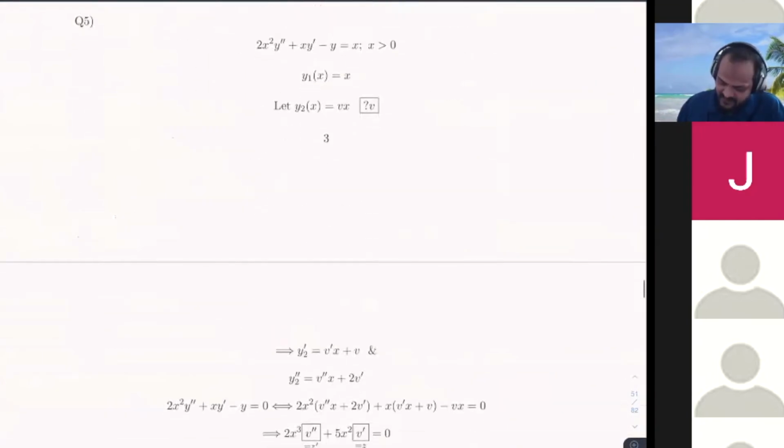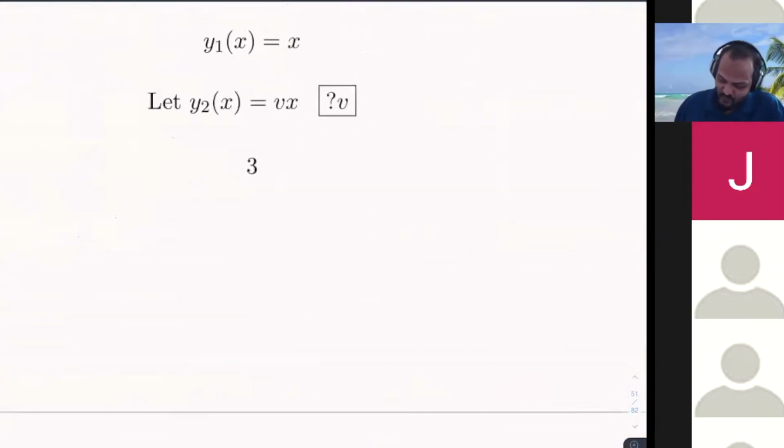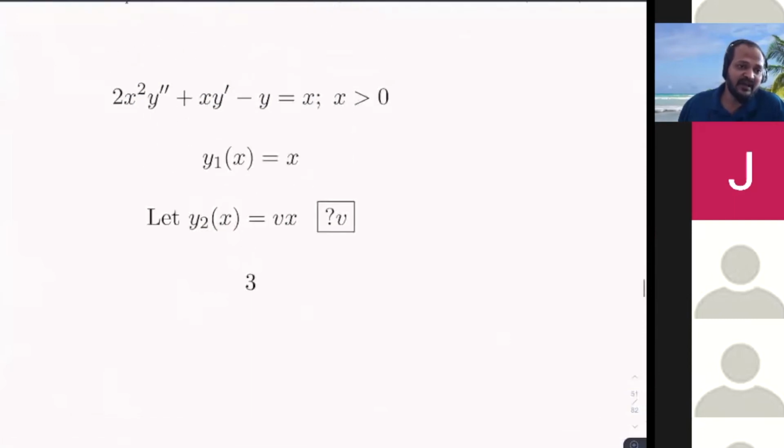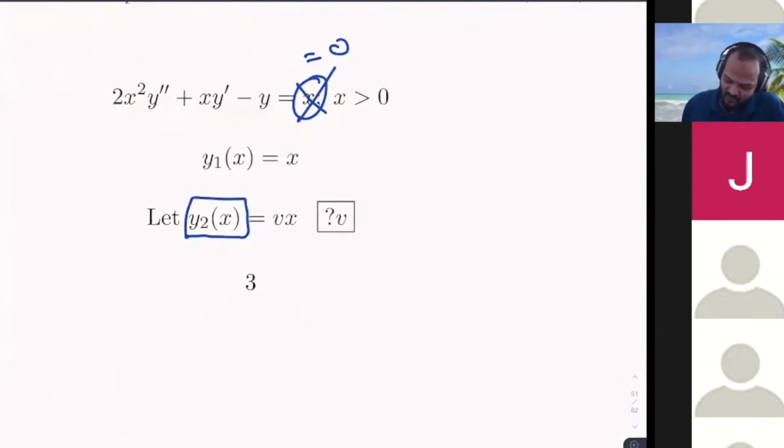So as I said, we are going to set y2 to be vx, right? And I'm going to plug this back into my differential equation, but not this one, the one with the 0. I'm going to set this equal to 0 to find the y2. Remember, y2 is a solution to the homogeneous problem. So when I do that, what happens?